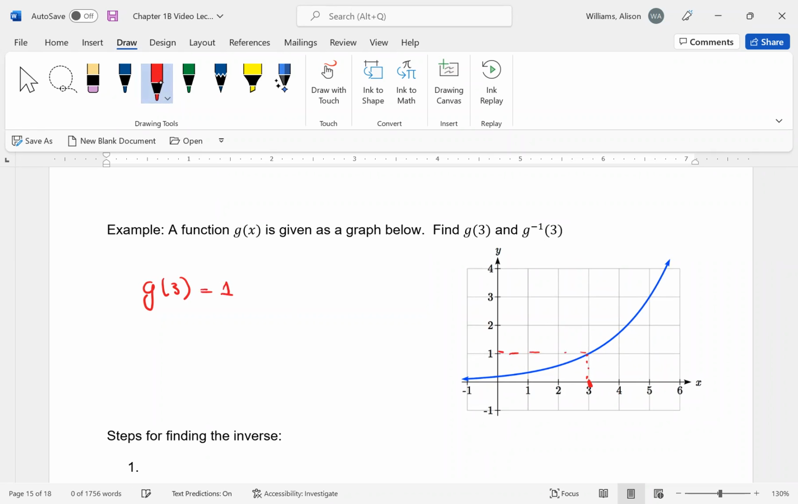But that's different when we're looking at the inverse. The inverse is treating now the outputs as the inputs. So I'm going to 3 here on the y-axis. So this is the 3 I'm interested in.